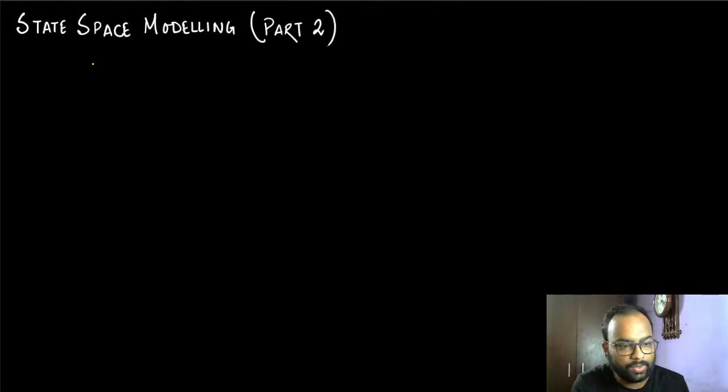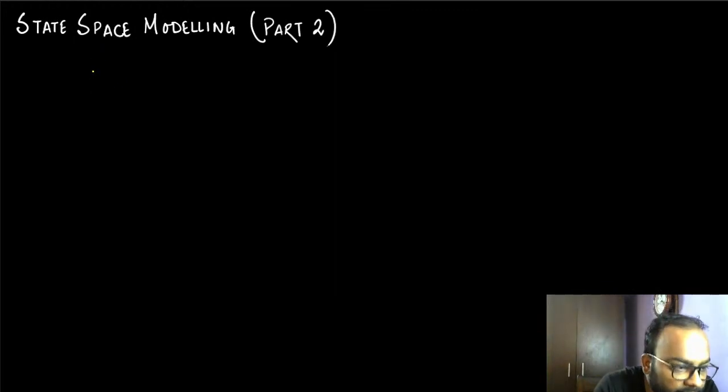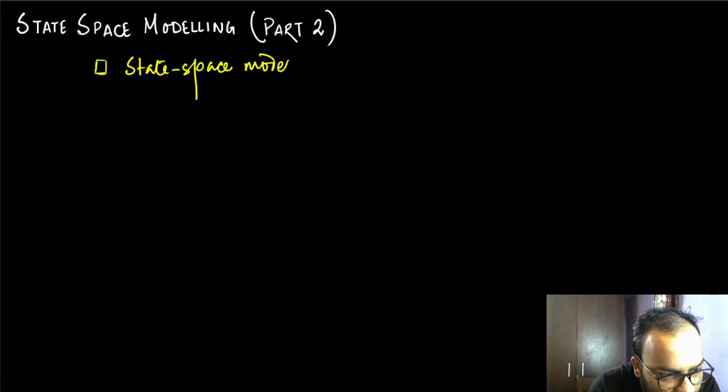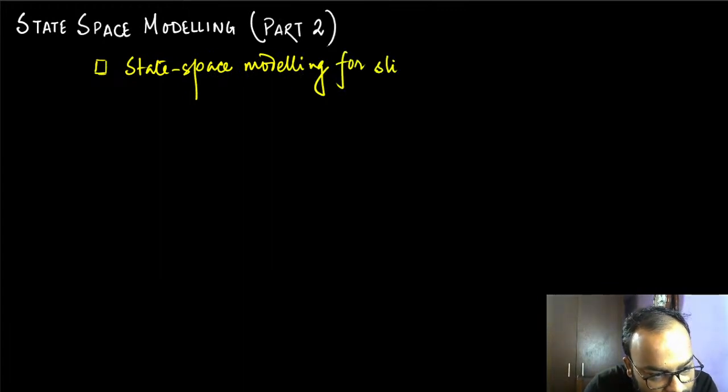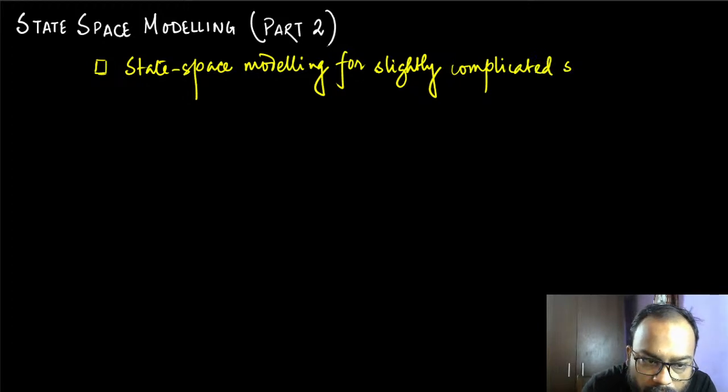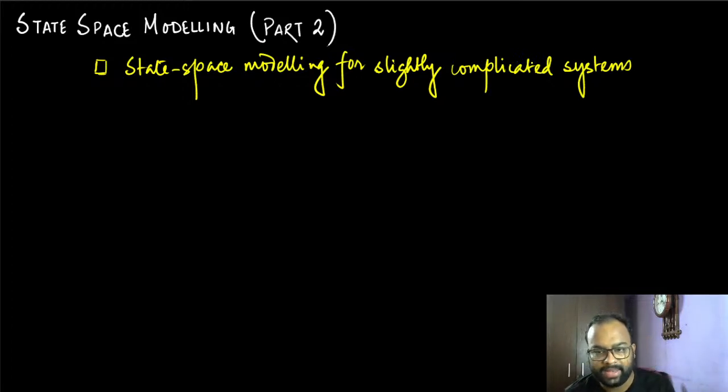So in the last one, we learned how to do state space modeling for very simple systems. Here we're going to consider slightly more complicated systems, and we're going to do the state space modeling for them. What exactly we mean by slightly complicated systems, we are going to learn that.